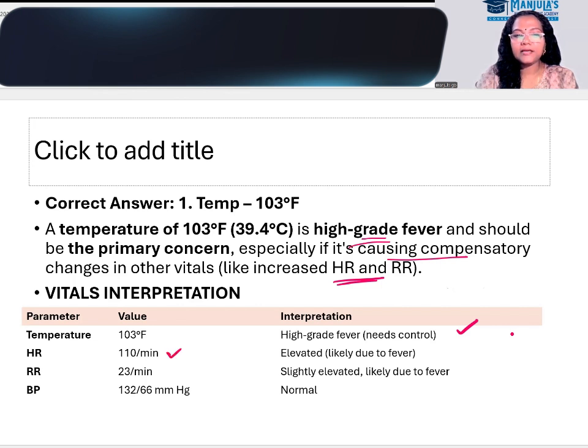Heart rate 110 is likely to be elevated because of the fever. Respiratory rate is slightly elevated again due to the fever. BP is normal. So whatever changes that you see in the vital signs are also because of the increase in the temperature. So in that way we have to think.